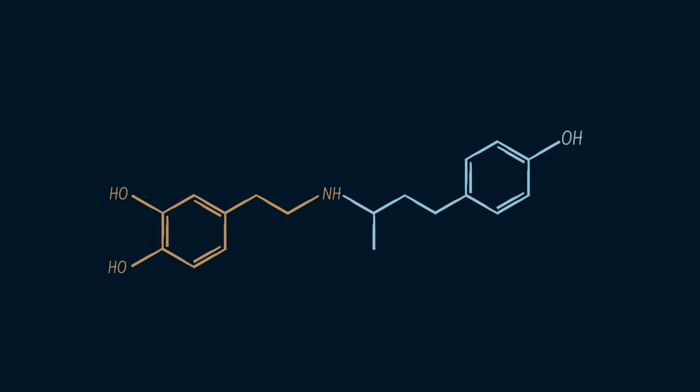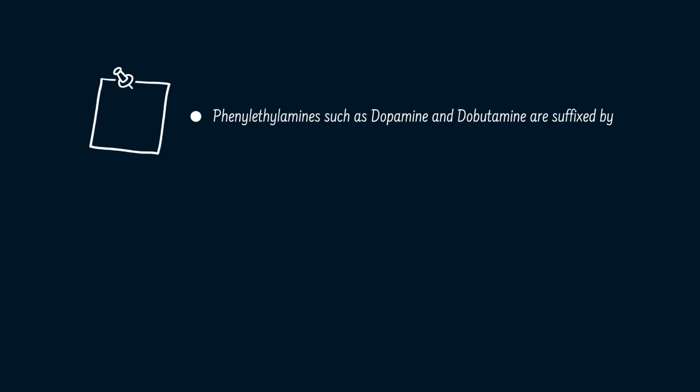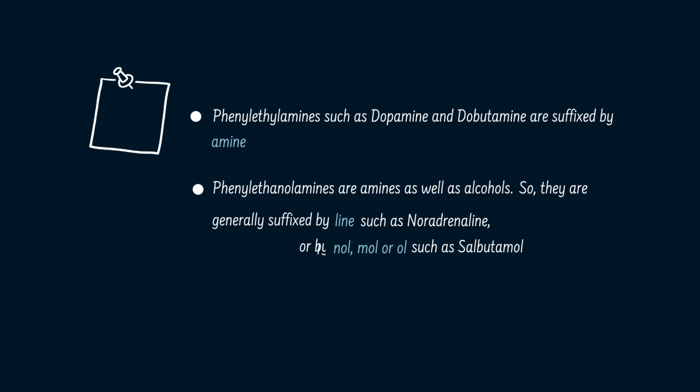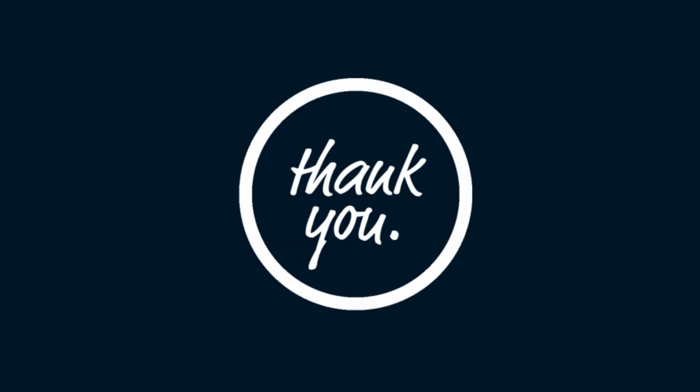Dobutamine's name has a prefix, do, because it is derived from dopamine, while the infix, but, came from the isobutyl substituent on the amine, and because it is a catecholamine, it was suffixed by amine. A note to remember. Phenylethylamines, such as dopamine and dobutamine, are suffixed by amine, while phenylethanolamines are amines as well as alcohols. So, we will find them generally suffixed by line such as noradrenaline, or by nol, mol or ol such as salbutamol.